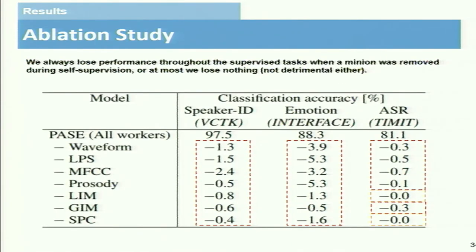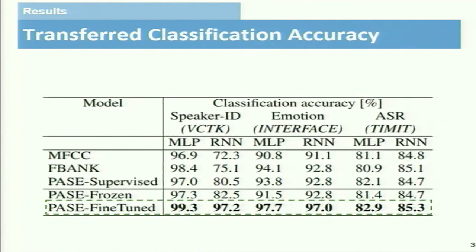And so we have a table like this, where the top row of results is basically the accuracy obtained in all these data sets for these tasks. And each row is subtracting one of the workers, so minus the waveform, minus LPS, and so on. We can see, basically, as a quick conclusion, that every time you subtract a worker, you lose something across the different tasks, or at most, you don't lose a thing. But it's not something that improves by removing a worker either. So the orange squares are saying, yeah, you didn't lose a thing, but you didn't gain either. Okay, so all workers remain there. Maybe even adding some more workers would be even better, something to explore. Then the second sort of results are about comparing PASE with different versions of usage of itself and classic features. Classic features are MFCCs and filter banks with derivatives and so on, more details in the paper.